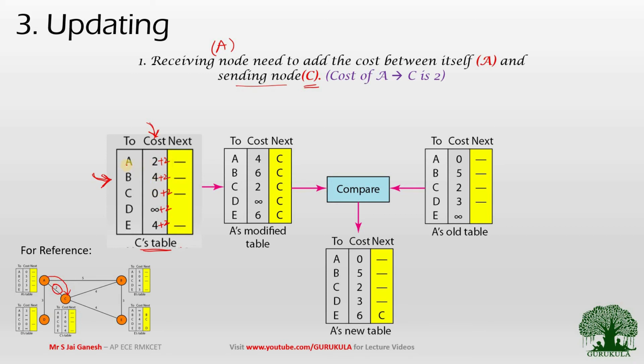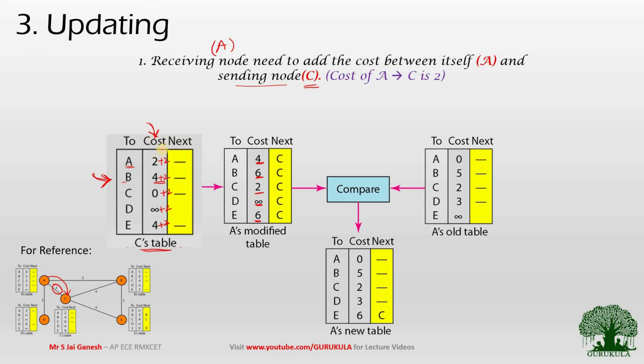So once we add 2 here, A can reach A with the cost of 4. That is what is mentioned as 4 here. And then B can be reached with the cost of 4 plus 2, which is 6, and 6 is what is mentioned over here. Similarly, 0 plus 2 is 2, and infinity plus 2 is again infinity. And 4 plus 2 is 6. And this is the first step that we need to do.